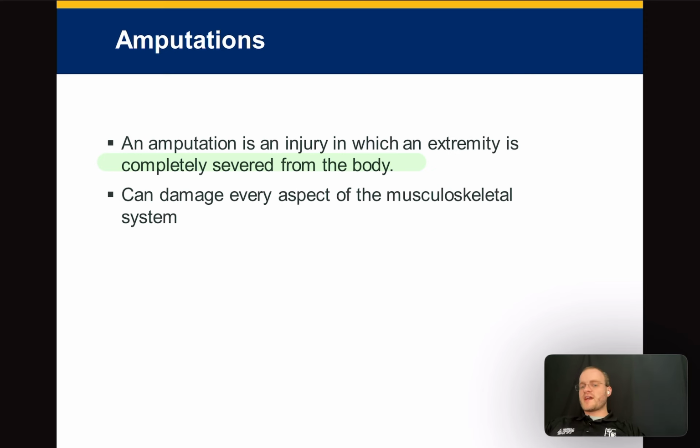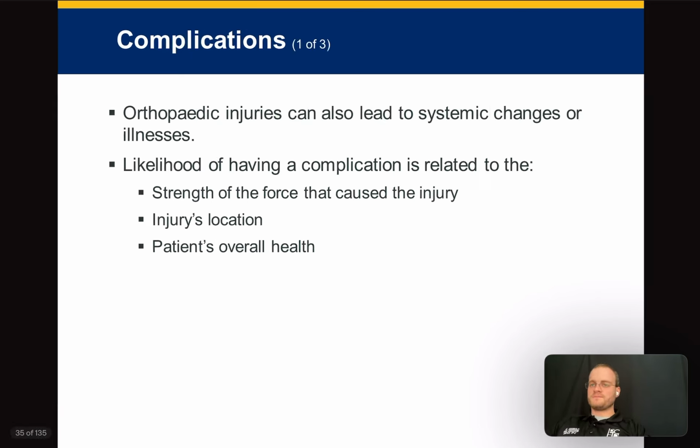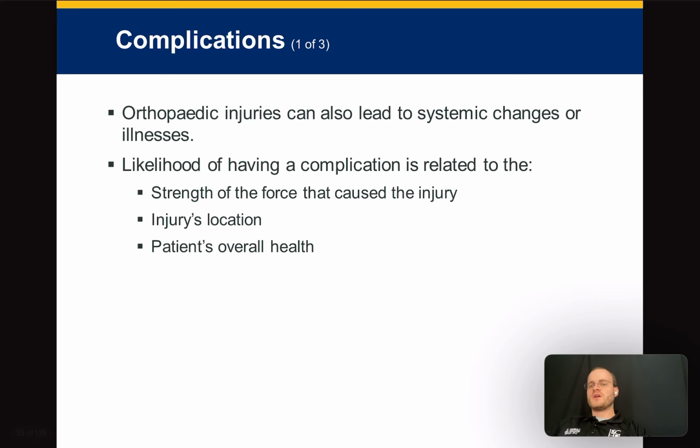Now, it can damage every aspect of the musculoskeletal system, right? So this is going to be the skin, the muscle, the nerve, the bone, the blood supply. Everything's going to get, obviously, severed, okay? And so the complications or orthopedic injuries can lead to systemic changes or illness. The likelihood of having a complication is related to how much force was applied to cause the injury. Where is the injury located? Again, you're going to have a different outcome with a broken foot or broken toe versus a broken pelvis.